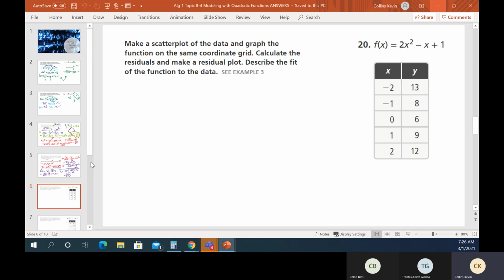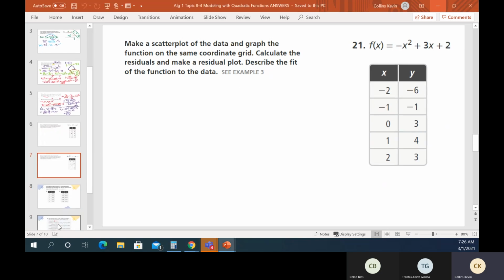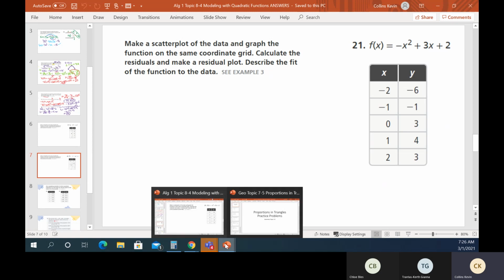All right, so let's continue on. This is the same kind of thing, so we're going to make another scatter plot. So this is pretty much second verse, same as the first. All right, so let me get this stuff written down real quick. And we'll get going. All right, so we got minus x squared plus 3x plus 2, minus 2, minus 6, minus 1, minus 1, 0 and 3, 1 and 4, 2 and 3. Okay, got it.